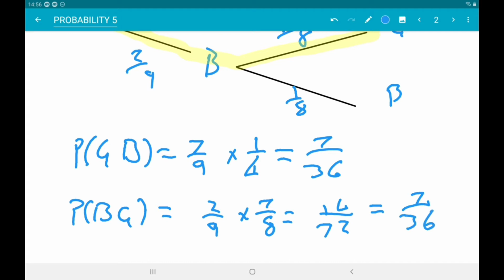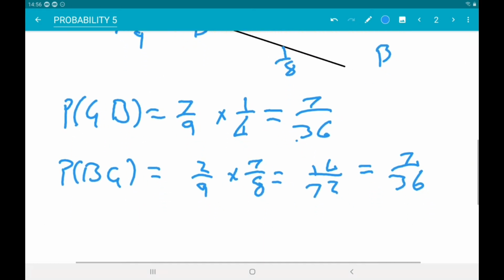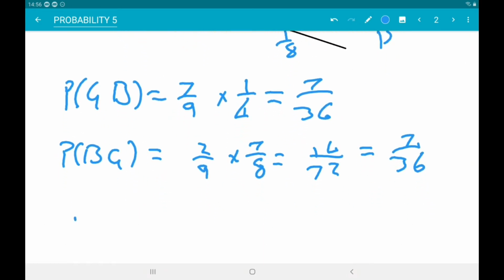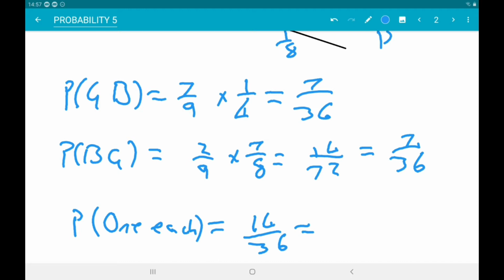Alright, so we have the probabilities of the 2 events we're interested in. Now we just add them together. So the probability of 1 each is 14 over 36, which is 7/18.